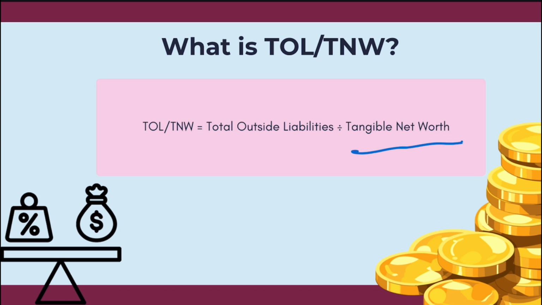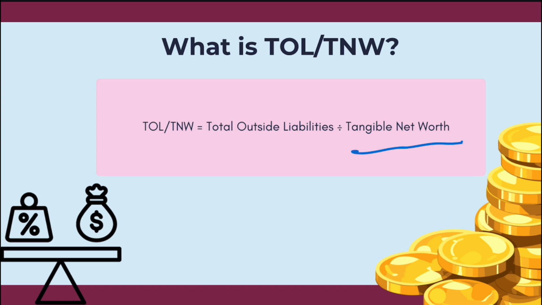Let's start with the basics. TOL by TNW stands for Total Outside Liabilities divided by Tangible Net Worth. You can think of it simply like this: for every rupee of my own money in the business, how much have I borrowed from others? Simple, right? Okay, let's understand this with an example.